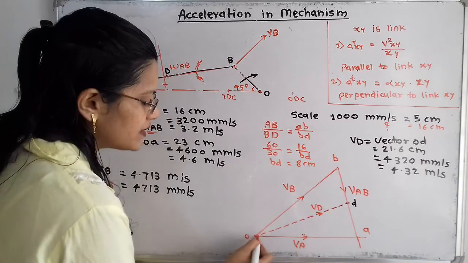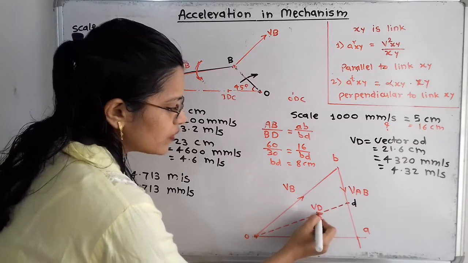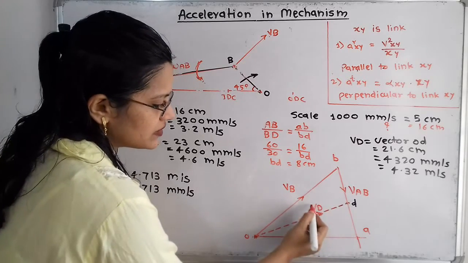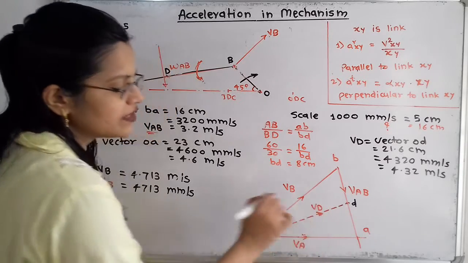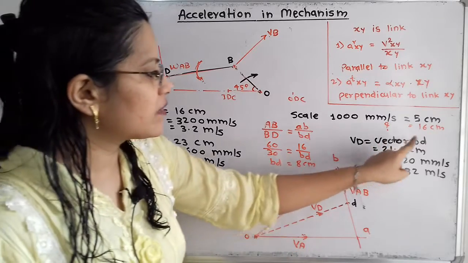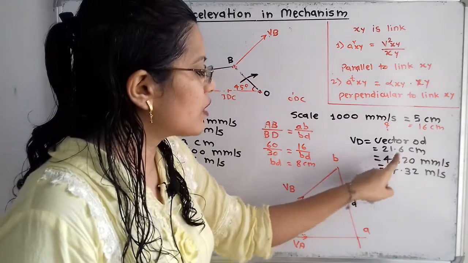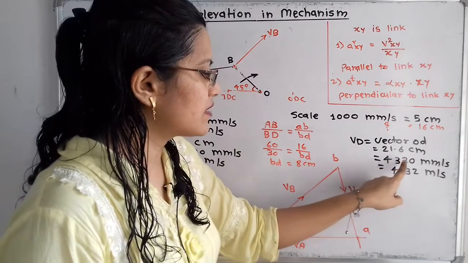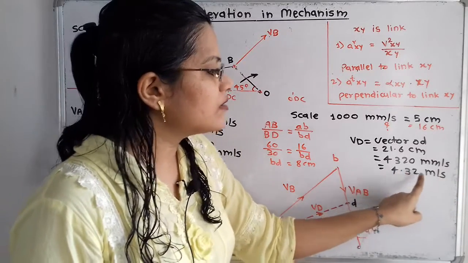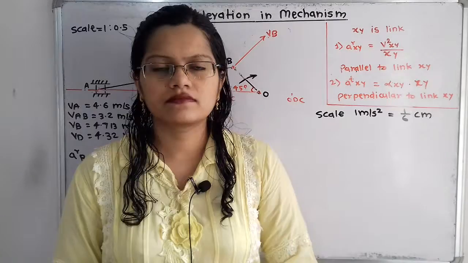So if I join this, then here is the fixed point O. So I will show here the arrow towards the point D. That is, the initial point is O and the final point is D, and this will indicate the velocity of this point D. So if I measure the length of vector OD, it is 21.6 centimeter. So we have to convert it, that is 4320 millimeter per second, which is equal to 4.32 meter per second. So this is the answer.